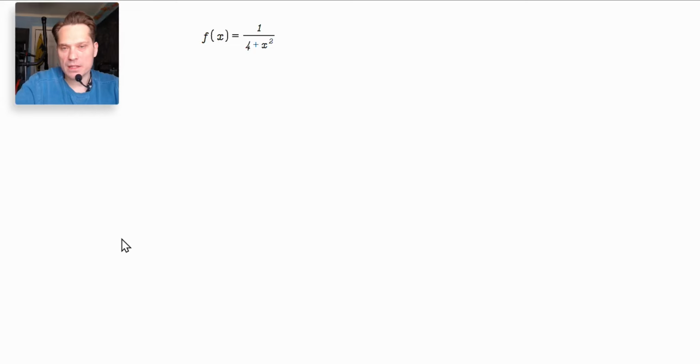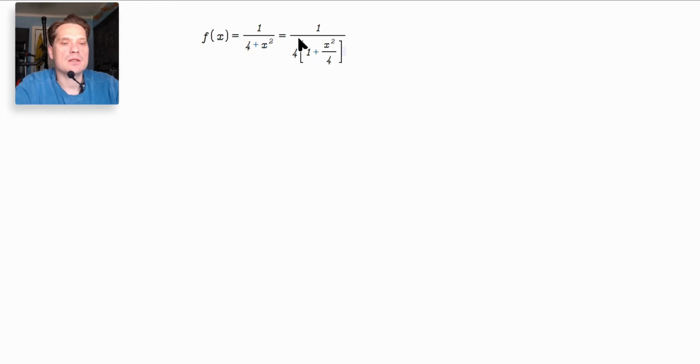Welcome friends, let's do a series for f of x equals 1 over 4 plus x squared. You can do this from scratch by differentiating, finding the coefficients, but it's more elegant if we just take 1 over 4 plus x squared and write it as 1 over 4 first. Factor the 4 out, that's going to leave a 1 plus x squared over 4 this way.